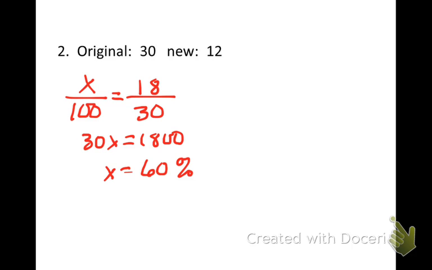Make sure you put a percent sign on it. I'm not sure I put a percent on the last one, but I should have. And this one came out even. Is it an increase or a decrease? Well, it goes from 30 to 12. It is a decrease. A big decrease of 60%.